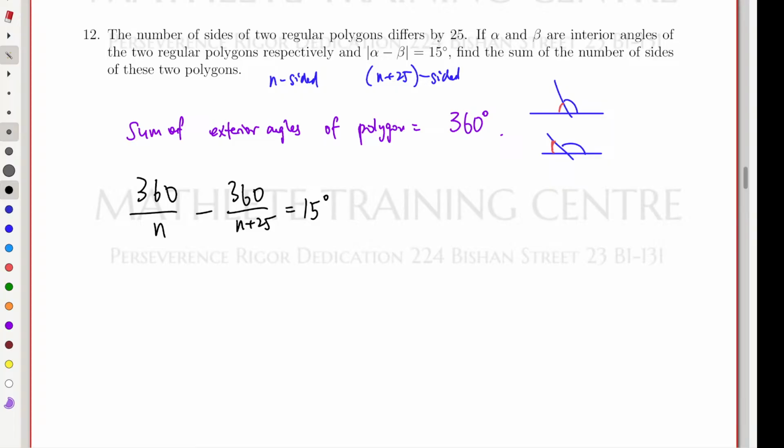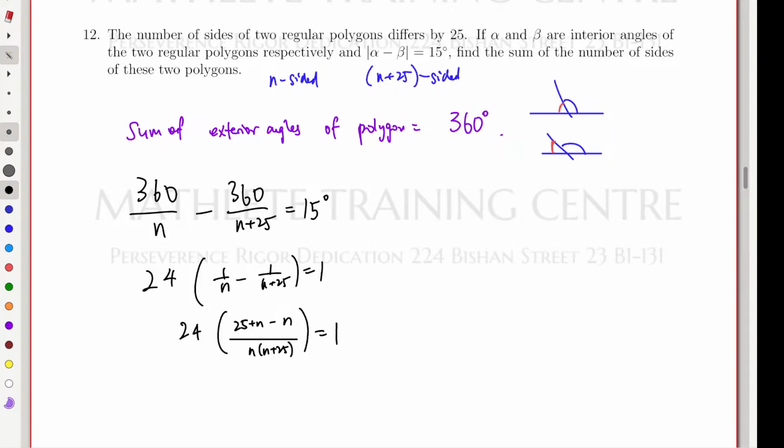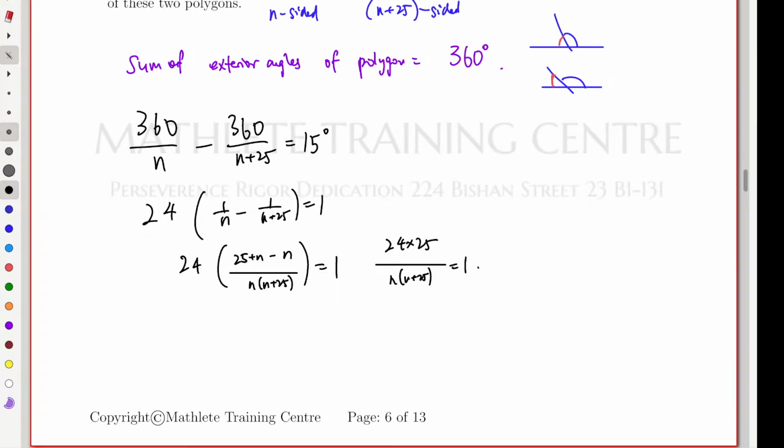Unfortunately, we still have to solve a quadratic here because I can first divide by 15. 360 divided by 15 is equal to 24. So 24 times 1 over n minus 1 over n plus 25 is equal to 1. So if you calculate out what this is, the numerator here is 25 plus n minus n over n times n plus 25, equal to 1. So then we can get that 24 times 25 over this thing here is equal to 1. Okay, so this is what we have.